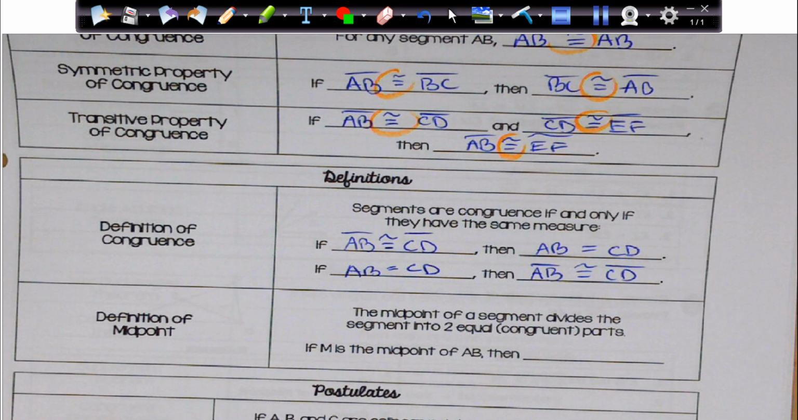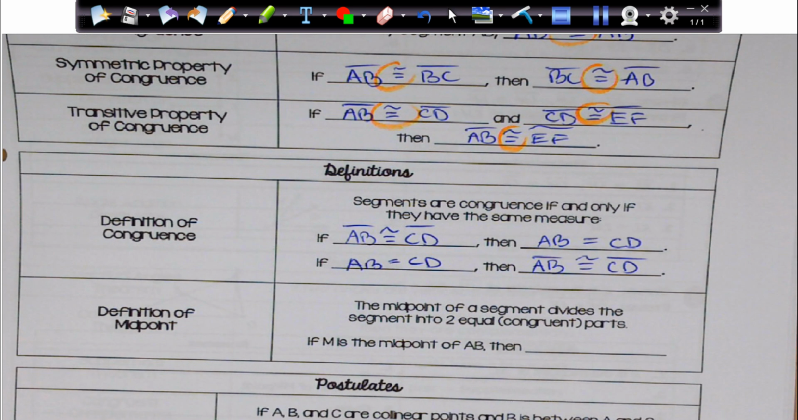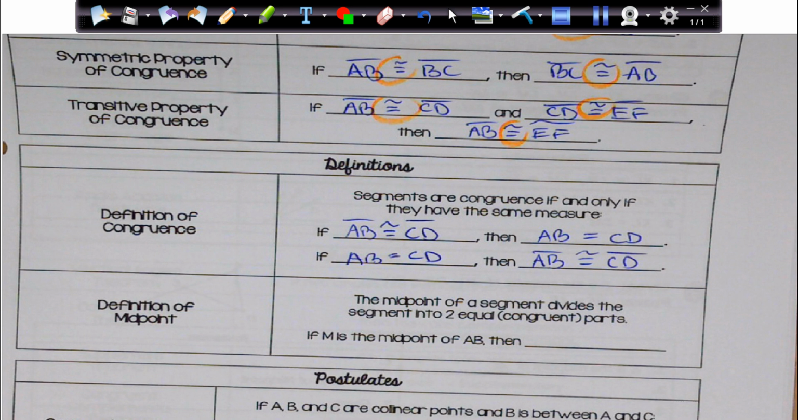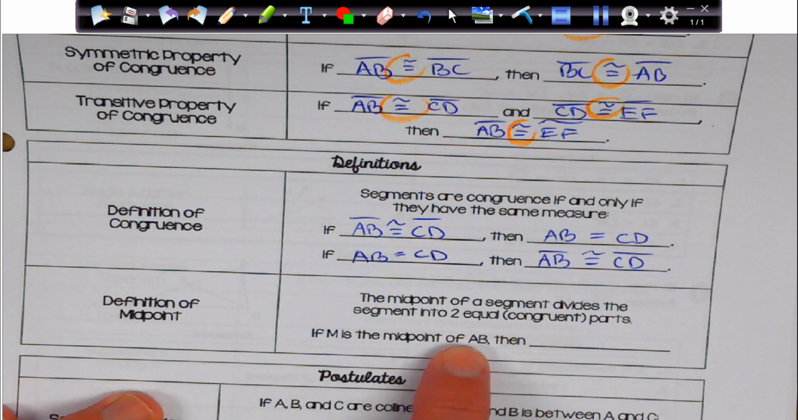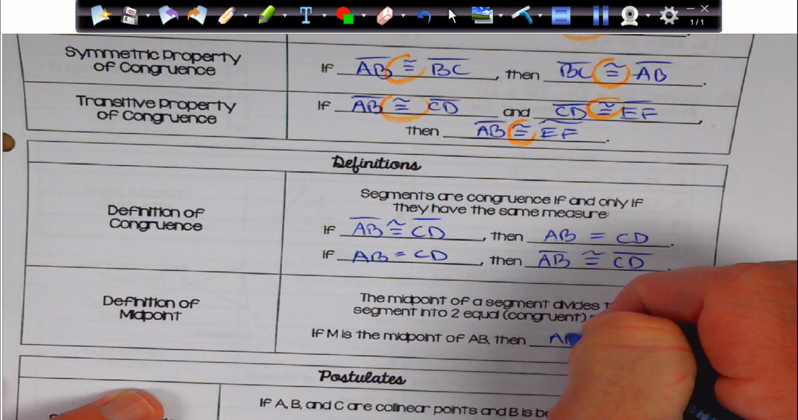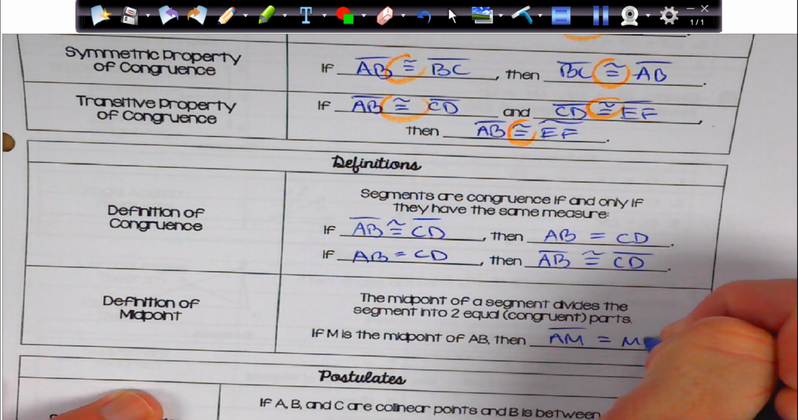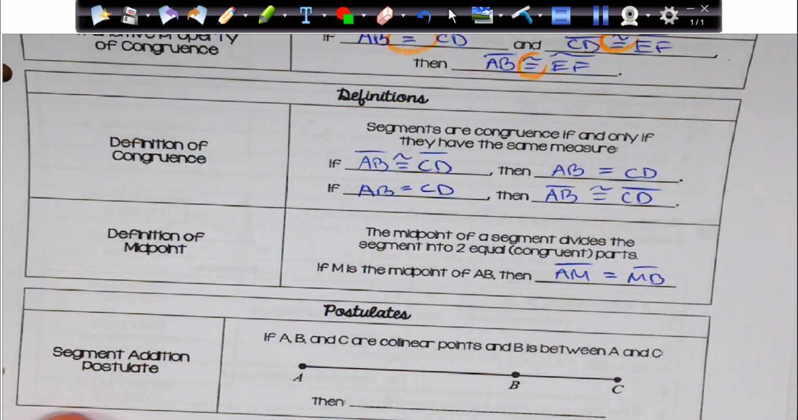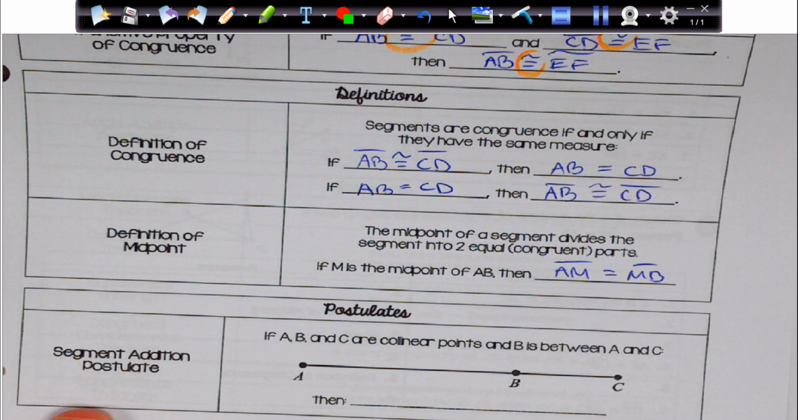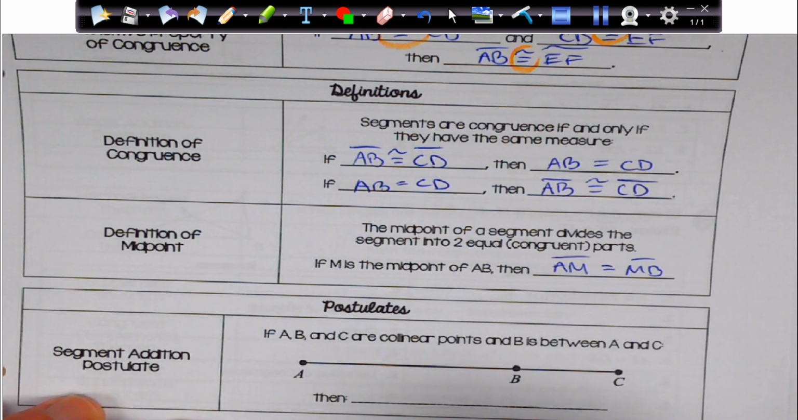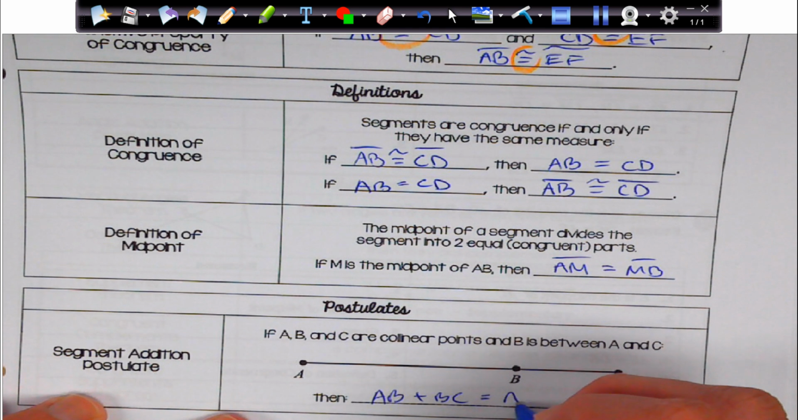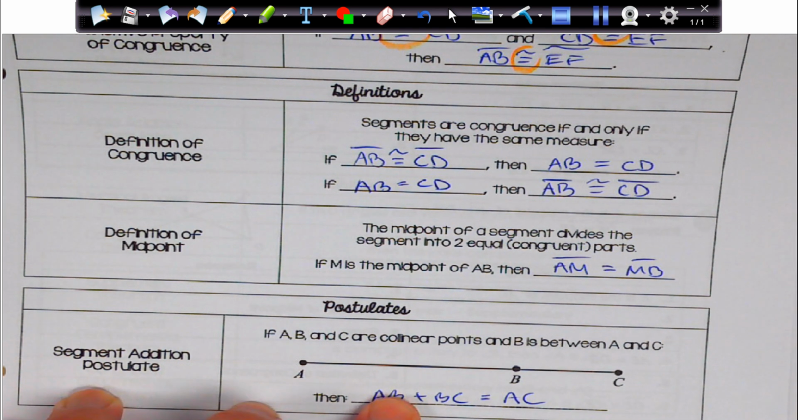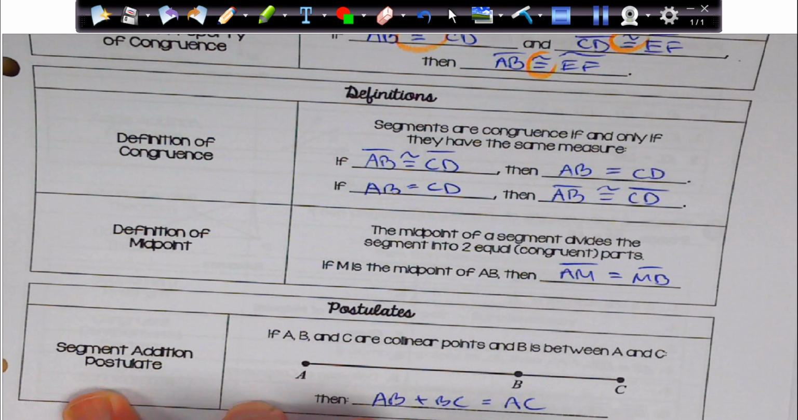Definition of midpoint. So we do use midpoint as a part of our definition. The midpoint of a segment divides the segment into two equal parts or congruent parts. So if M is the midpoint of AB, then AM would be equal to MB. And we have the segment addition postulate, which again, this should be kind of like old news, but we can use this as a reason why we can create and set up a proof, and that is AB plus BC equals AC. So again, these are some things that we can use to help us do some proofs.